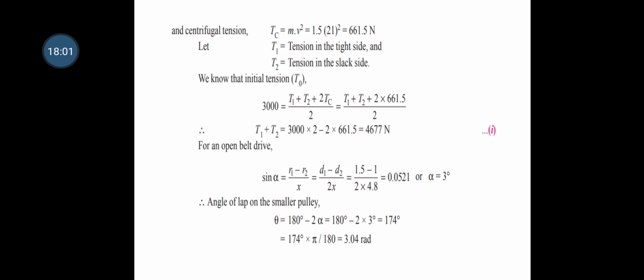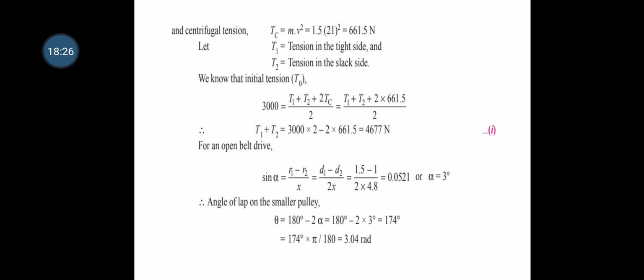By solving equations 1 and 2, we are getting T1 and T2. Tension in the tight side, T1, is equal to 3341 Newton and T2 is equal to 1336 Newton respectively. And power transmitted P is equal to T1 minus T2 into V. By solving this, we are getting the power transmitted P is equal to 42.1 kilowatt.